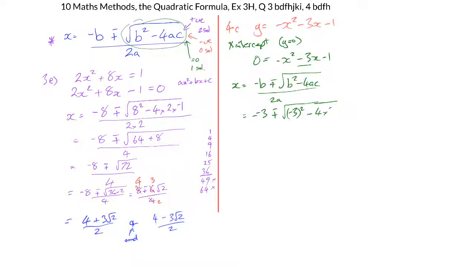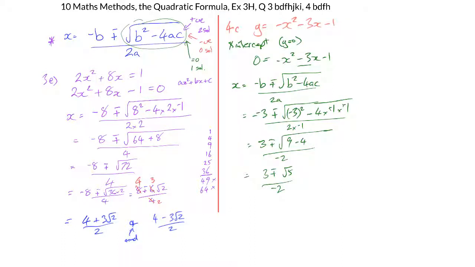Minus 4 times A, which is negative 1, and C is negative 1, all over 2 times negative 1. Simplifying becomes 3 plus or minus the square root of 9 minus 4, all on negative 2. And so I get 3 plus or minus root 5 all over negative 2.